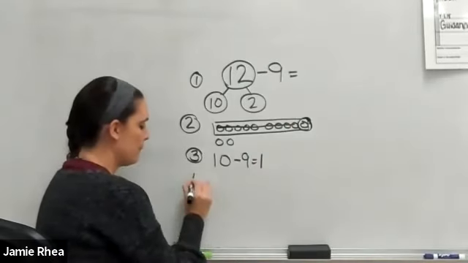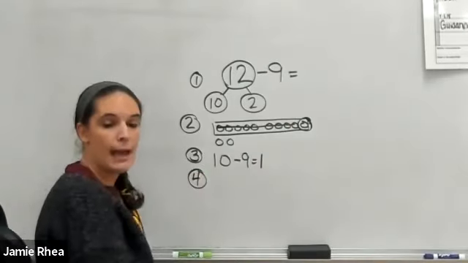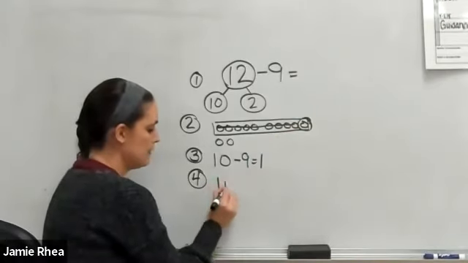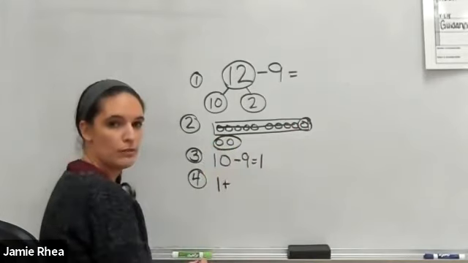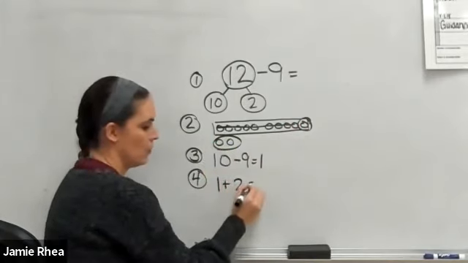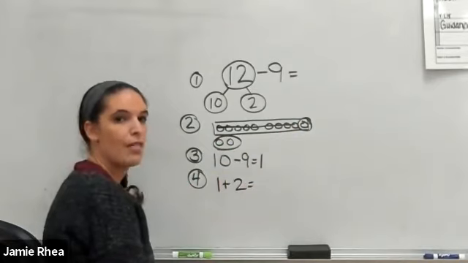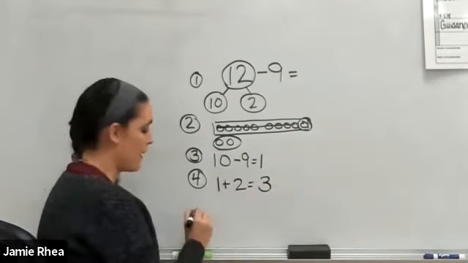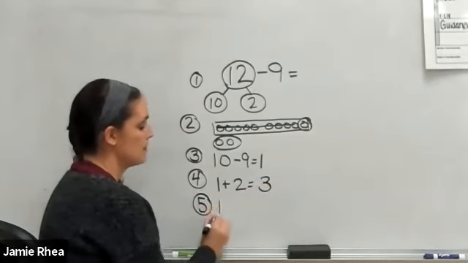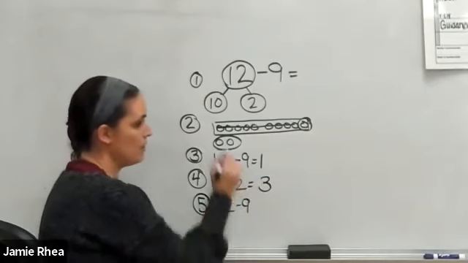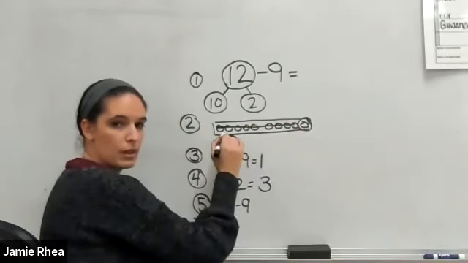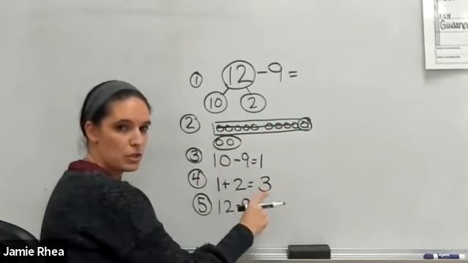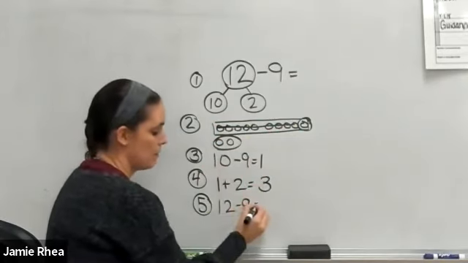Okay. Step 4. Add up what you have left over. I have 1 left over in my 10. I have 2 left over here. 1 plus 2 equals 3. I'm not done. I got step 5. Step 5 is answering 12 minus 9. Remember, this 12, I took 9 away. I have 3 left over. Whatever your answer to step 4 is going to be your answer to step 5.